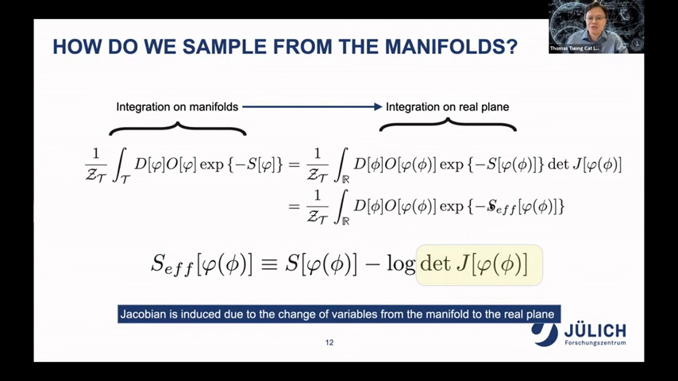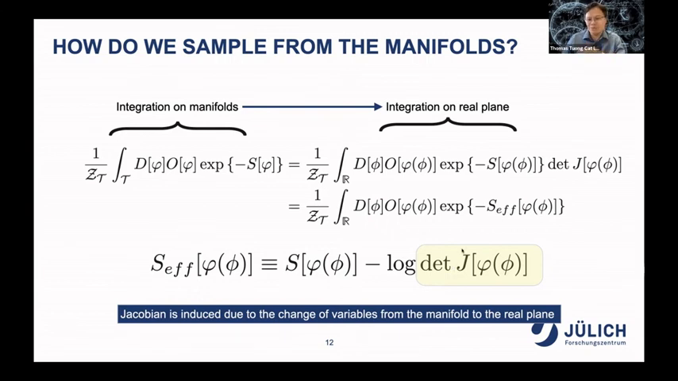And so in the end, the sampling that we do is, yes, we move around on the real plane, but we want to then generate ensembles with weights determined by this S effective action that involves the action on the manifold minus the log det of the Jacobian here. And I highlight this because this log det J is a problem for us.